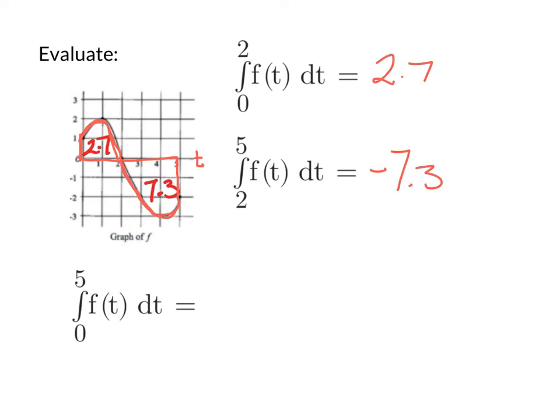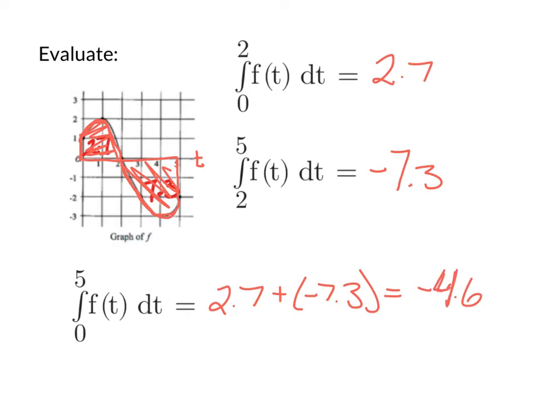So if we're going to go from 0 to 5 and find that area, we would take the integral from 0 to 2, which was 2.7, and add to it from 2 to 5 the negative 7.3. All right, so altogether, we have all this positive area on top, and then all this negative area on bottom. Some of that is going to cancel out and we'll be left over with more negative area. In fact, there will be 4.6 left over on the negative side.